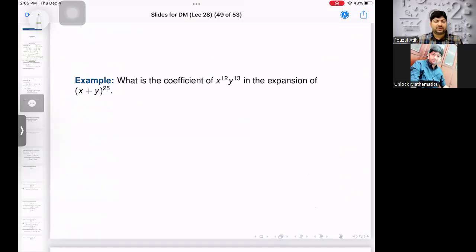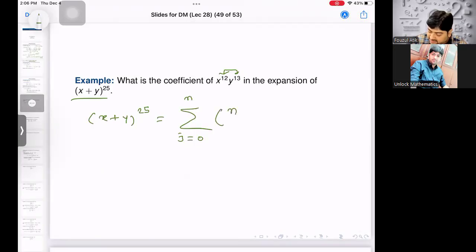How you can think of it. Now see, 12 plus 13, it is 25. So definitely this kind of expression will be there in the expansion of x plus y whole to the power 25. So how do you write x plus y whole to the power 25? You write it as summation of j equal to 0 to n, nCj x to the power n minus j into y to the power j.